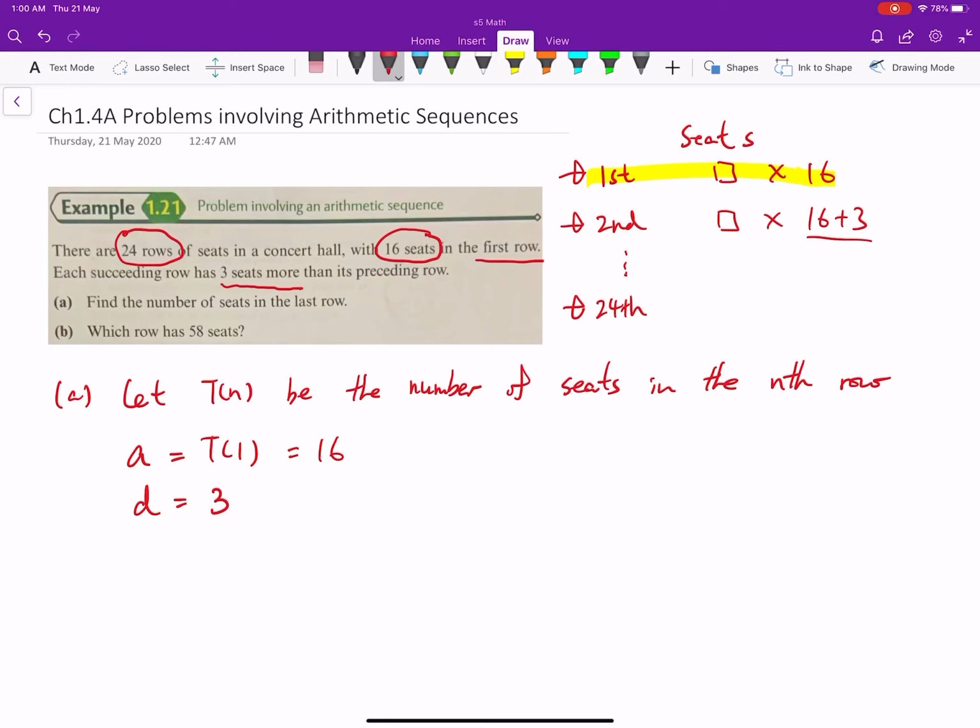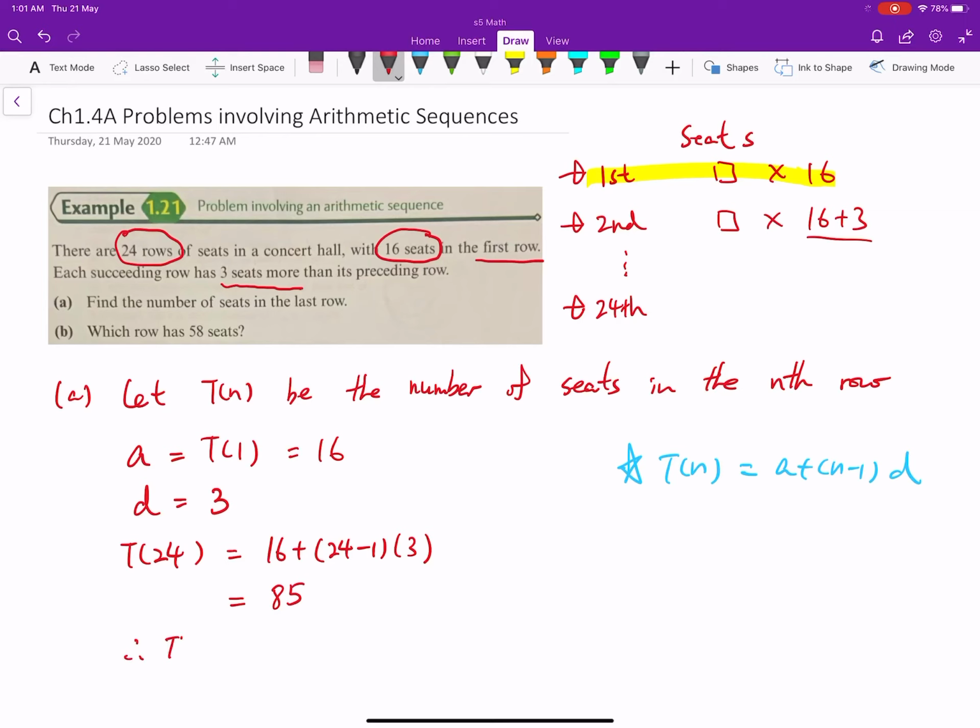Then now we need to find the last row, and there are total 24 rows. So it means we are going to find T24. Then we use the formula we learned before. Let me remind you what the formula is. So Tn equals A plus (n minus 1)d, right? Then T24 will be A plus (n minus 1)d, which is 85.